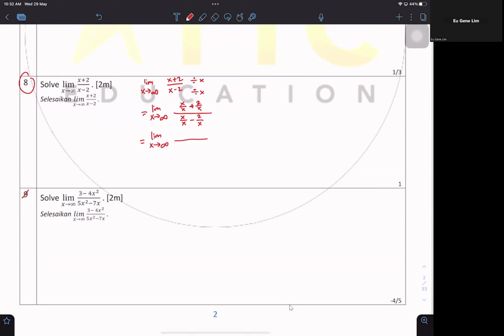Okay, then x over x is 1. Then only you substitute. X over x is 1, not 0, okay? So now you sub. So it becomes 1 plus 2 over infinity, 1 minus 2 over infinity.